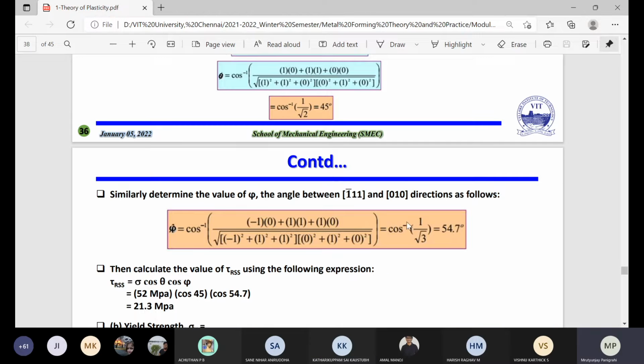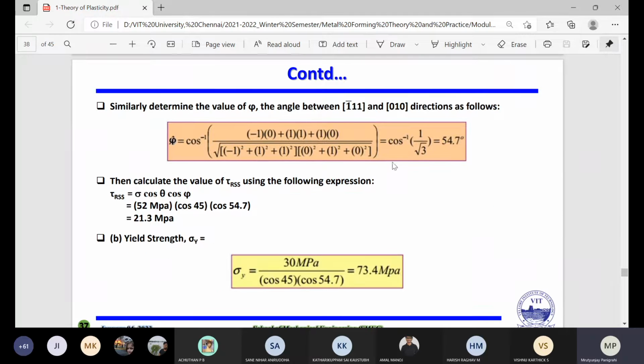You can cross check. In the first slide I have mentioned theta equal to 45 degrees, then phi equal to 54.7. Then you have tau RSS equal to 21.3 megapascal, and sigma y equal to 73.4 megapascal. Right? Everybody is getting the same answer? Yes, sir. Not exactly the same number, it's okay. 0.1, 0.2, or maybe 0.5 is also fine. The steps should be the same.